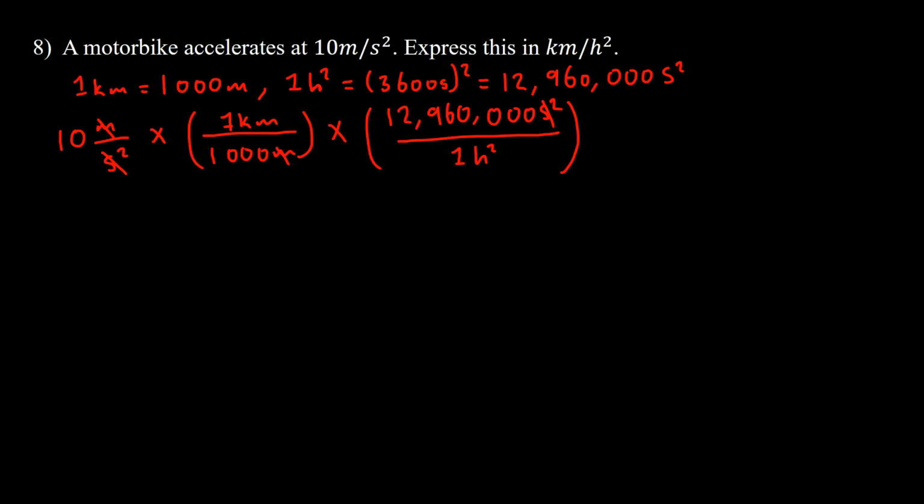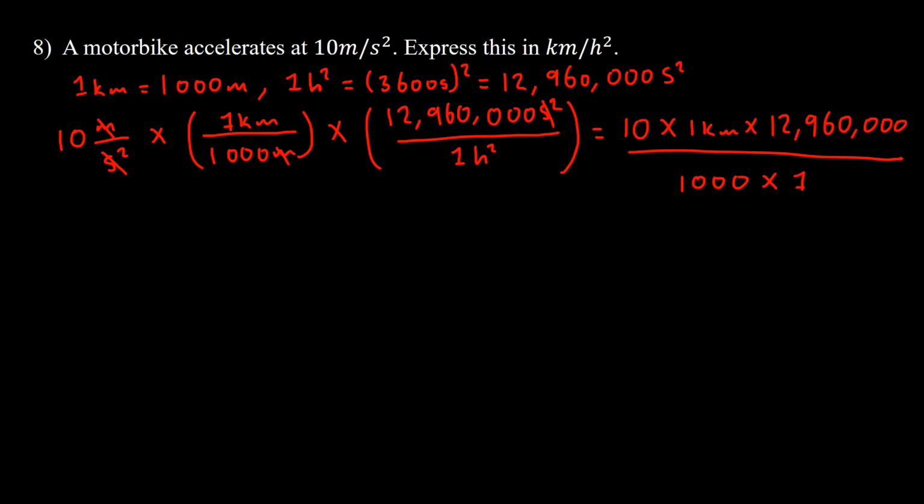So the next step, we can multiply the 10 with the 12,960,000. So let's get the 10 and then multiply it. So we can multiply by 1 kilometer and then by the 12,960,000. And then down there we can divide by the 1000, and then we can multiply it by a square hour.